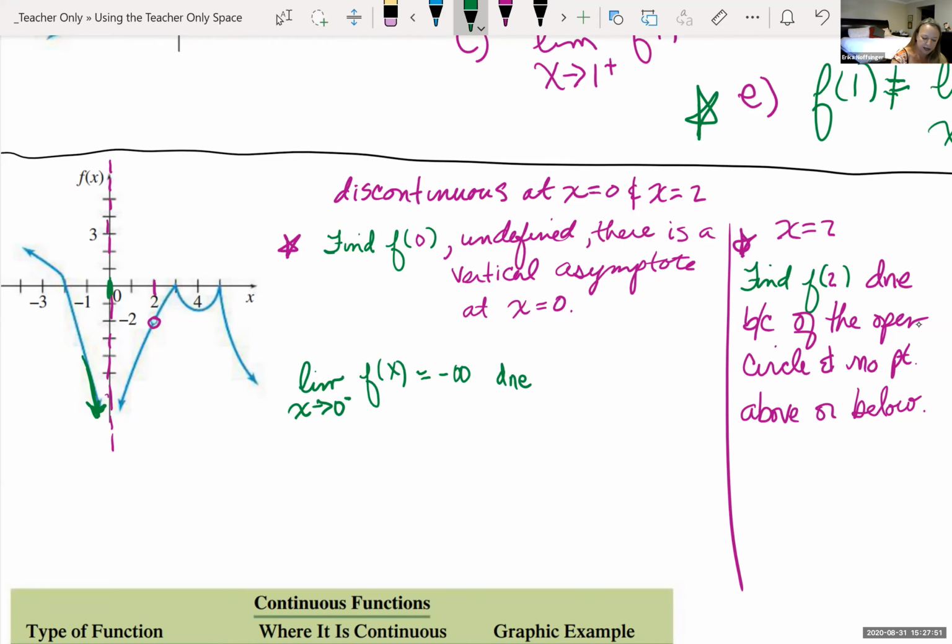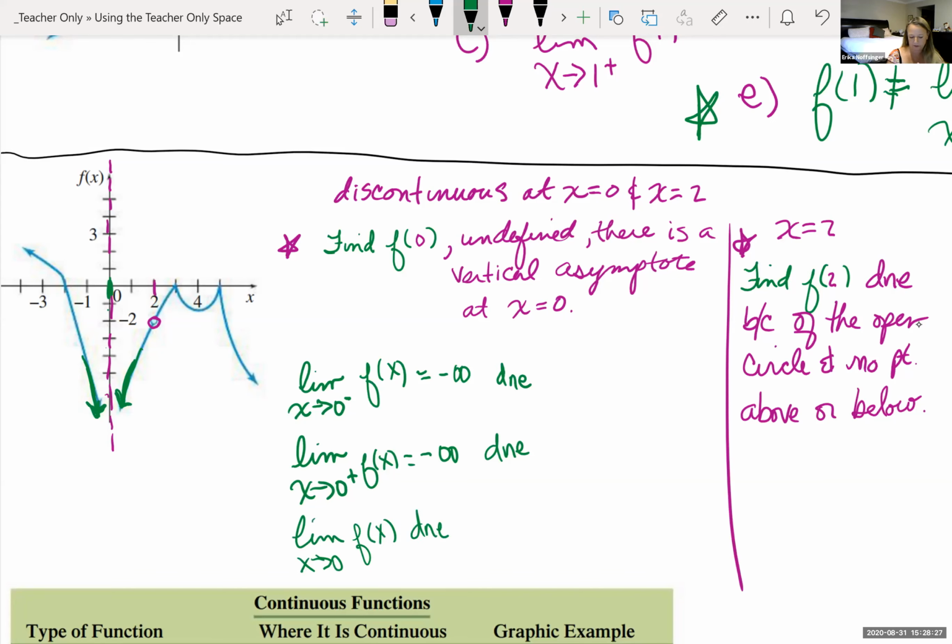And so looking at the limit as x approaches 0 on the right-hand side of f of x, that graph is also shooting downwards, so it's going to negative infinity. It doesn't exist. Even though they're going in the same place, going to negative infinity, they don't exist. So the limit as x approaches 0 can't exist. So obviously then the limit as x goes to 0 of f of x does not equal f of 0. I know they're both undefined, but they don't equal.